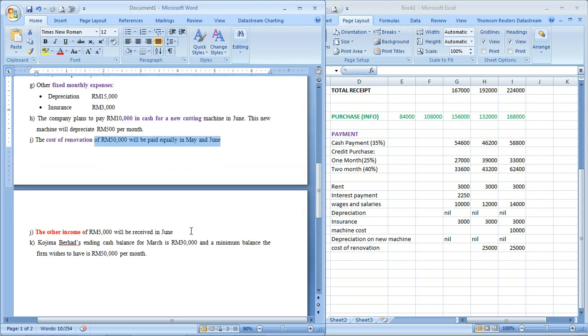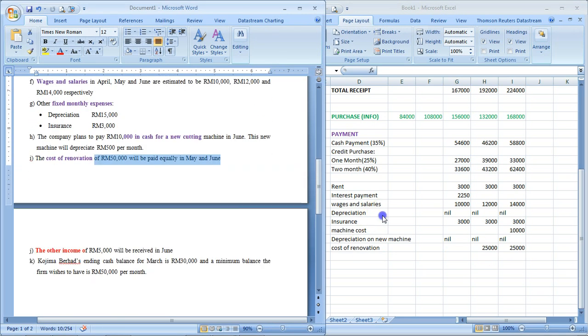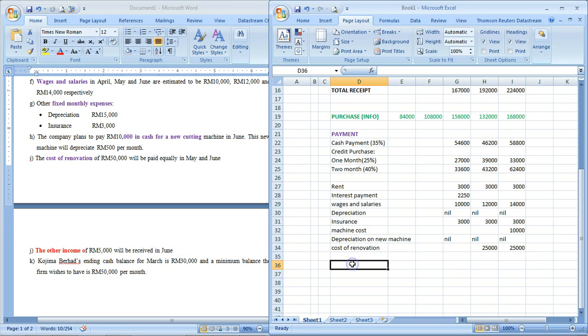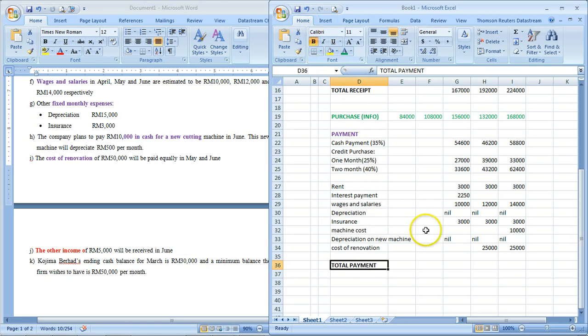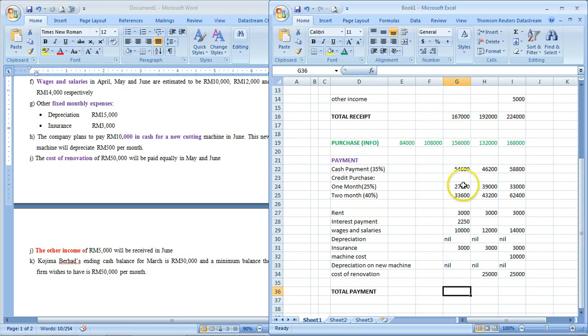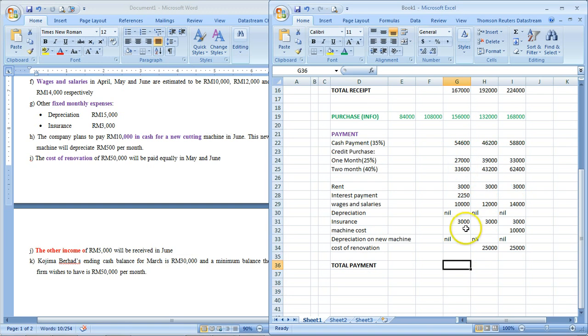Other items are done because you put them under receipt. Any payments are finished already. So what you have to do now is the total payment. You total up all your payments, but can you include this info? No, this is just for information, so don't include it in the calculation. Please plus with this.